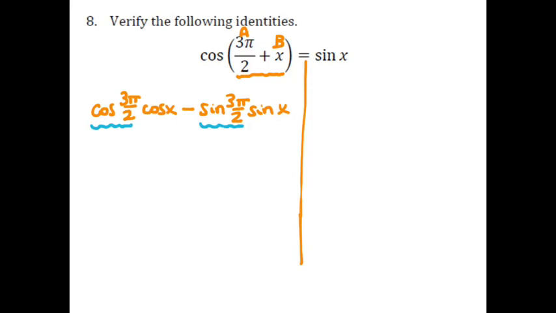So 3 pi over 2, that's the negative y-axis, and so cosine is going to be 0. So I get 0 times cosine x minus sine of 3 pi over 2, it's going to be negative 1 times sine x. So 0 times cosine x, that's just 0. And then I have minus a negative 1 times sine. So the minus times the negative is going to make it positive sine x. And now both sides are the same.